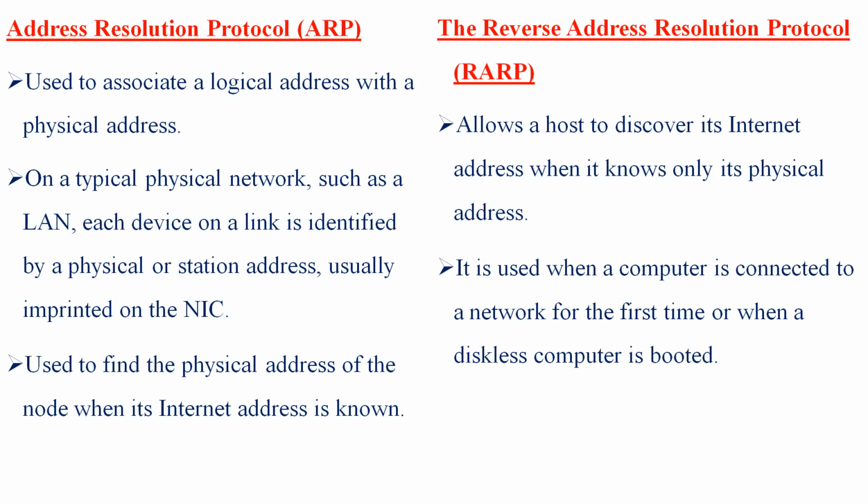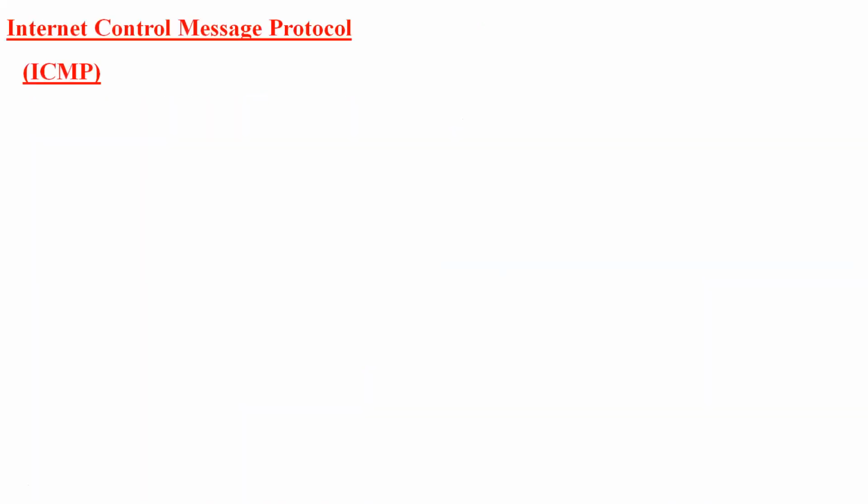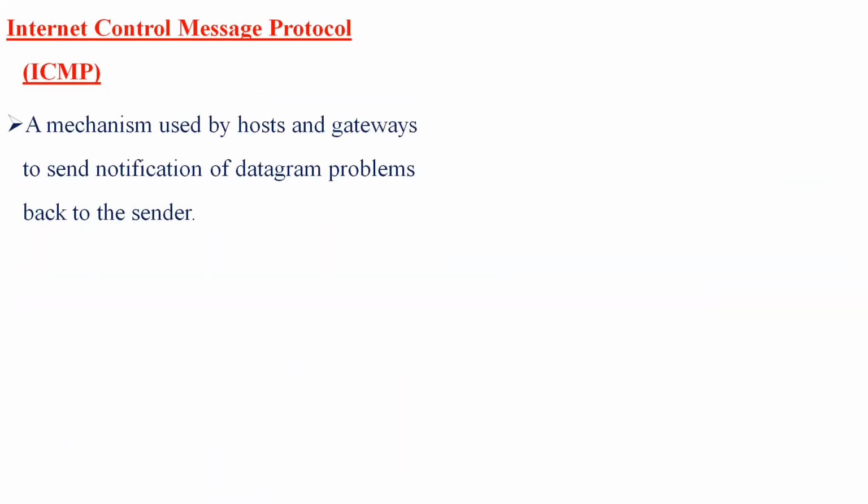When we don't know the address of a particular internet, then at the time when the system is booted, shut down, or started up again, we'll use this RARP. Next we have ICMP, which is Internet Control Message Protocol. This is a mechanism which is used by hosts as well as gateways in order to send the notification of datagram problems to the sender.